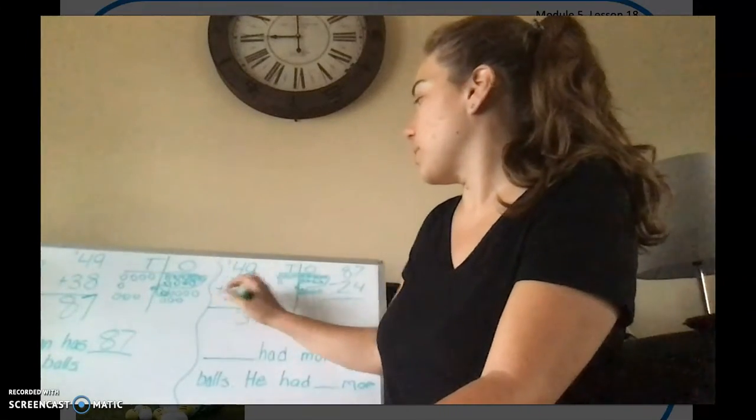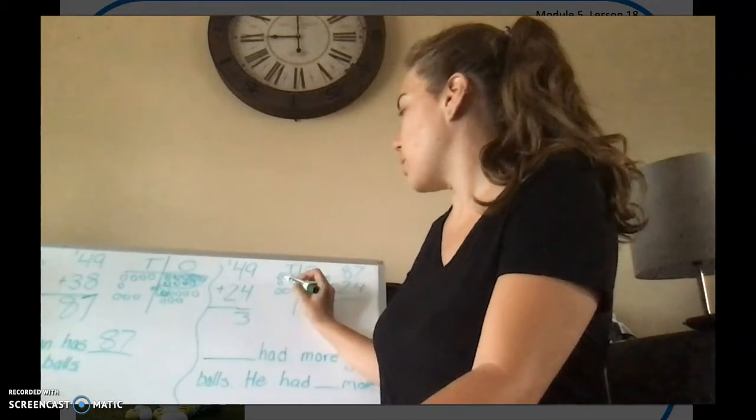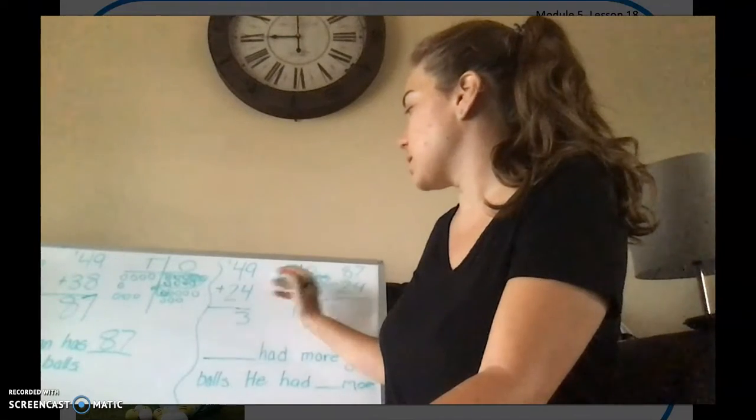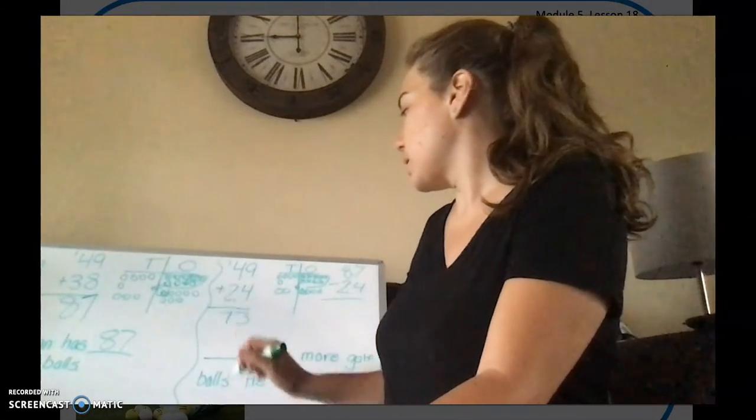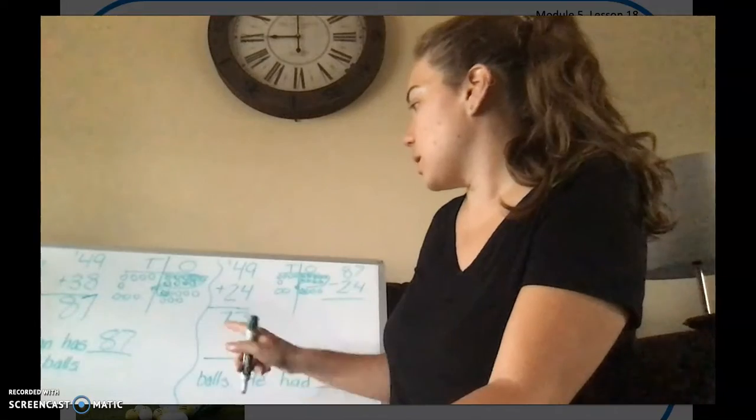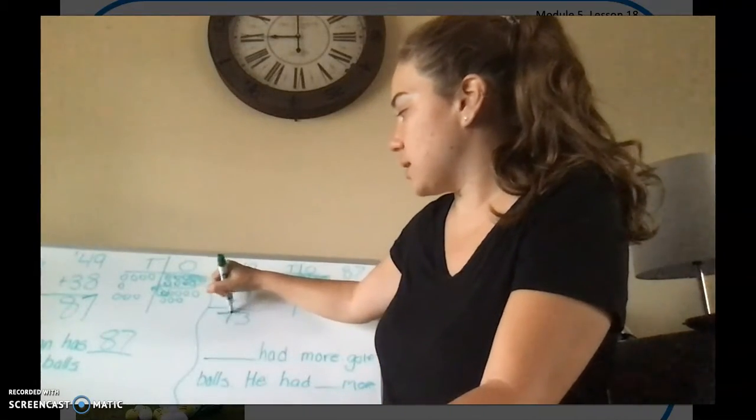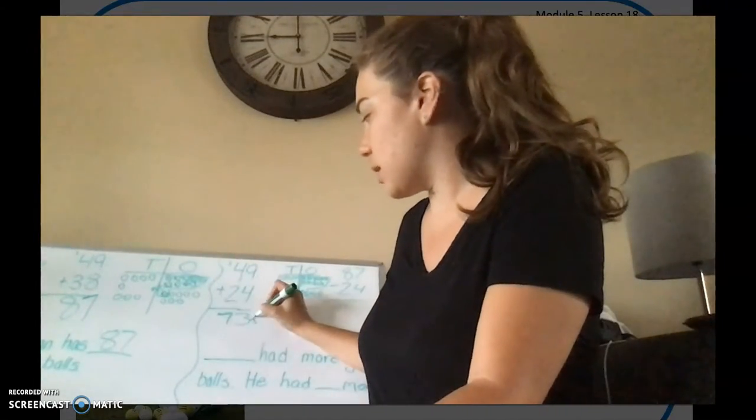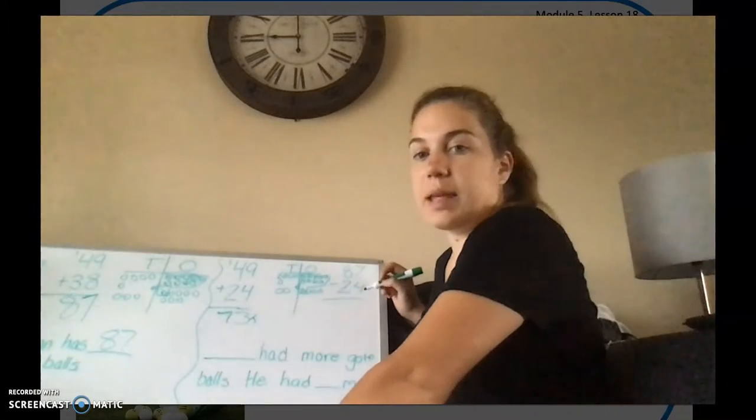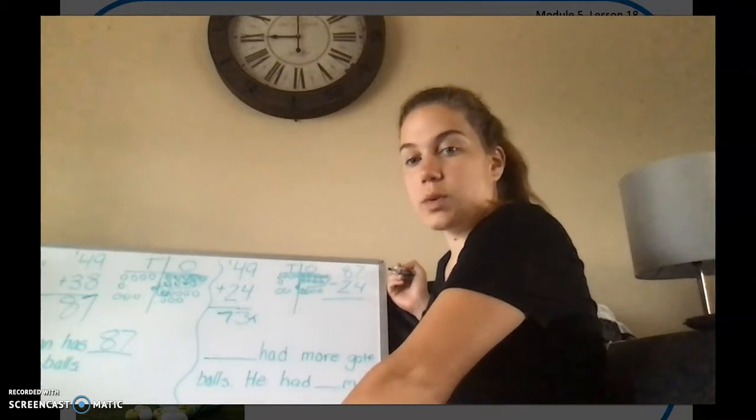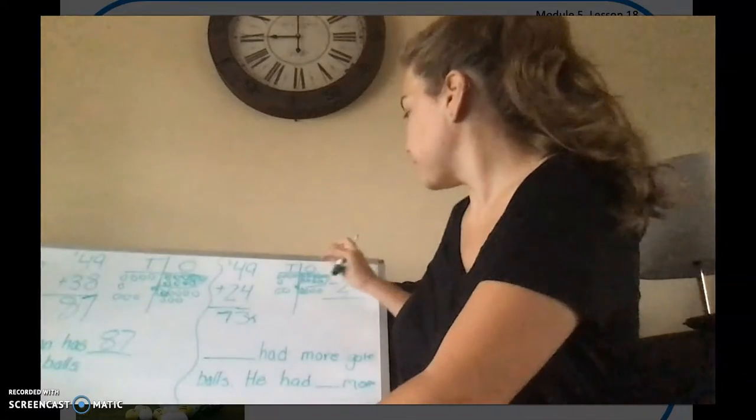So now we're going to do 4 plus 2 plus that 1. So 1, 2, 3, 4, 5, 6, 7. So now Joseph has 73. So this is Joseph. And now we're going to figure out how many Ethan has because he gave those 24 to his friends. So now we have to take those away.